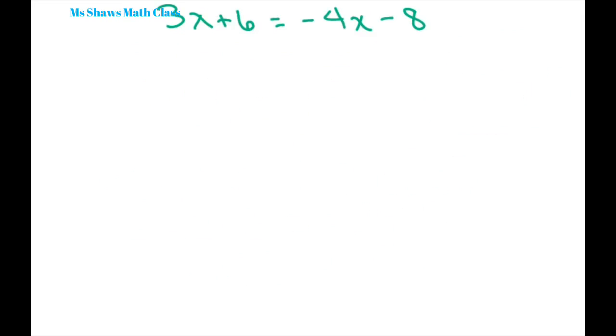And the last one, we're going to do the same thing with multi-step. Now in this case, since I always want my x to be positive, I'm going to add 4x using the addition property of equality. And so I'm going to move this 6 on the right hand side by subtracting 6 from both sides.